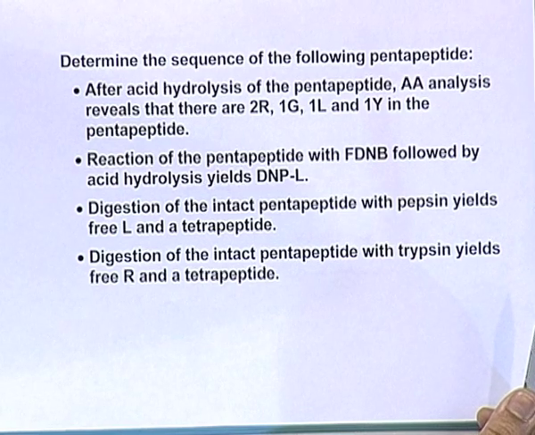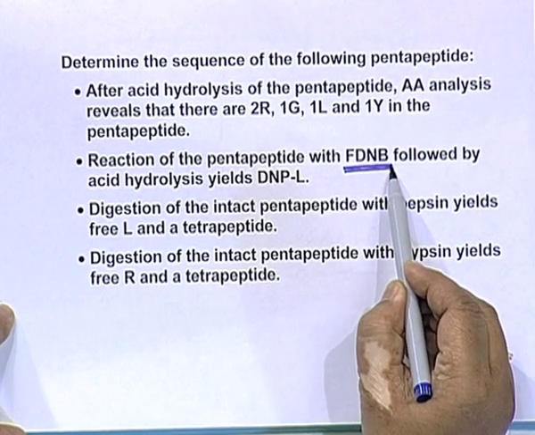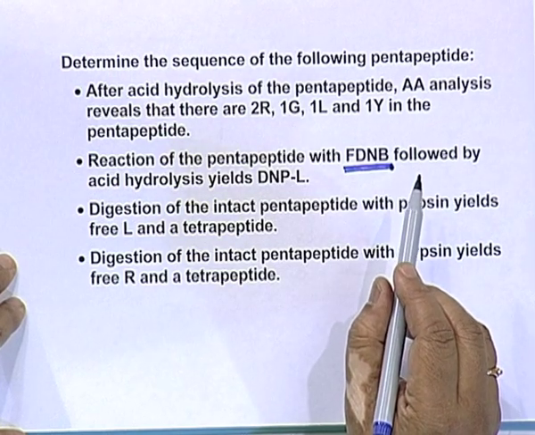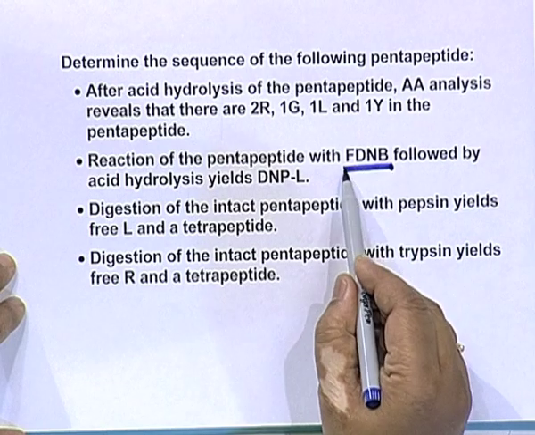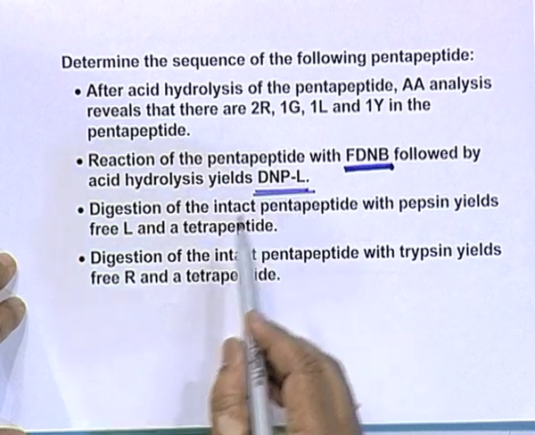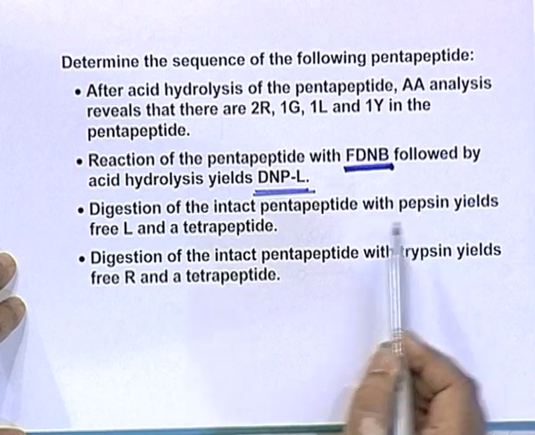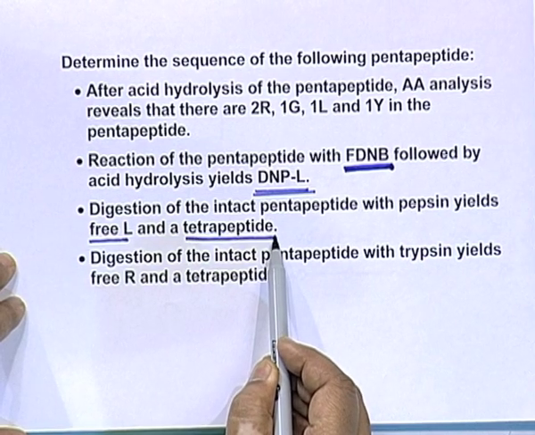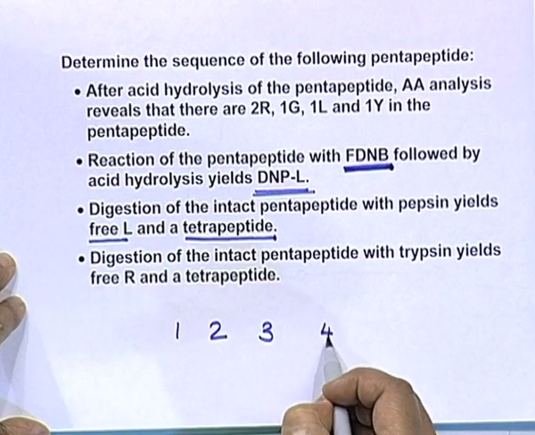Reaction of the pentapeptide. FDNB is another reagent that will tell you what the N-terminal is, just like Edman degradation. Okay? So, the Edman degradation method tells you that the first amino acid is L. If you digest the peptide with pepsin, you will get L and a tetrapeptide. You know it is a pentapeptide. So, you have 1, 2, 3, 4, 5.